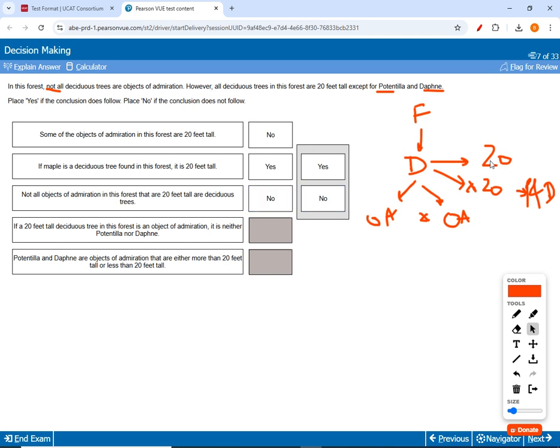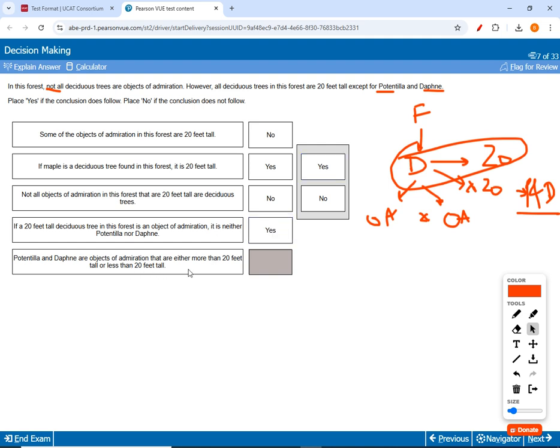If a 20 feet tall D is an object of admiration, then if you are a 20 D, yes, and you are an object of admiration, you can't be P and D. We agree. P and D cannot be 20. Easy as that. I don't know whether there's more than 20 or less. We know that P and D are the only examples of not 20. So again, we agree. Big fat yes. Ready? Okay.